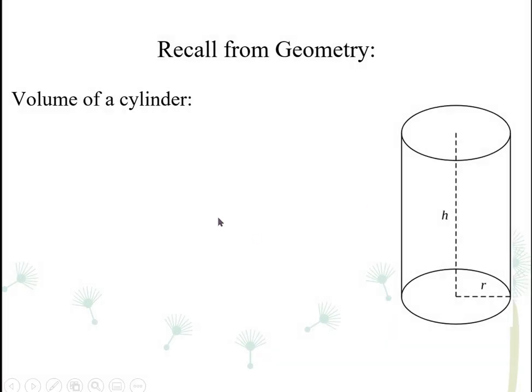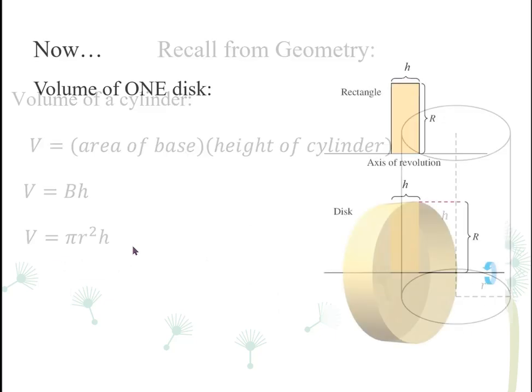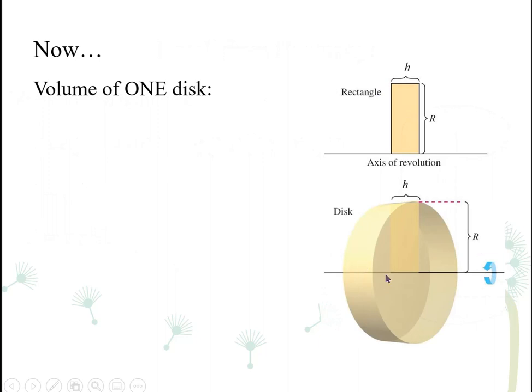Yay! So let's go back to a geometry class and remind you about the volume of a cylinder formula. Remember, it's the area of the base times the height of the cylinder. Since the base is a circle, we're just going to do pi r squared times the height. But these discs or cylinders are sitting on their side, so the height of the disc is this direction horizontally, and the radius, which we're calling big R, is the distance from the axis of revolution out to the edge of that rectangle. So there's little h and there's big R.